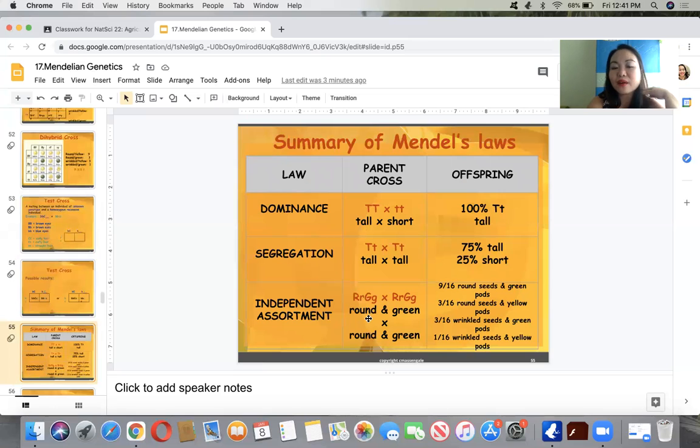And lastly, for the law of independent assortment, when you have a dihybrid cross between dominant and recessive alleles, you will have brown and green crossed with brown and green. So this will be the possible offspring. There will be 9/16 brown seeds and green peas, 3/16 brown seeds and yellow pods, 3/16 wrinkled seeds and green pods, and 1/16 wrinkled seeds and yellow pods.